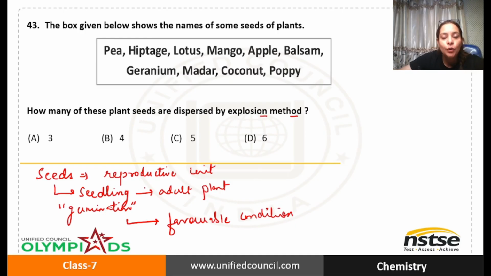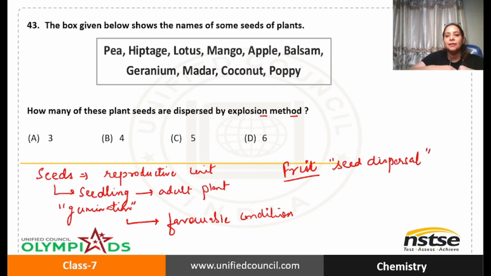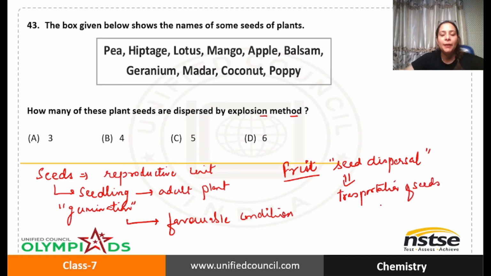Also, we know seeds are enclosed in fruit. Fruit encloses seeds in it. Therefore seed dispersal is important, so that the seed gets to a place where it will get favorable conditions. So what is seed dispersal? It is basically the transportation of seeds to favorable places, meaning the suitable place where it can germinate.